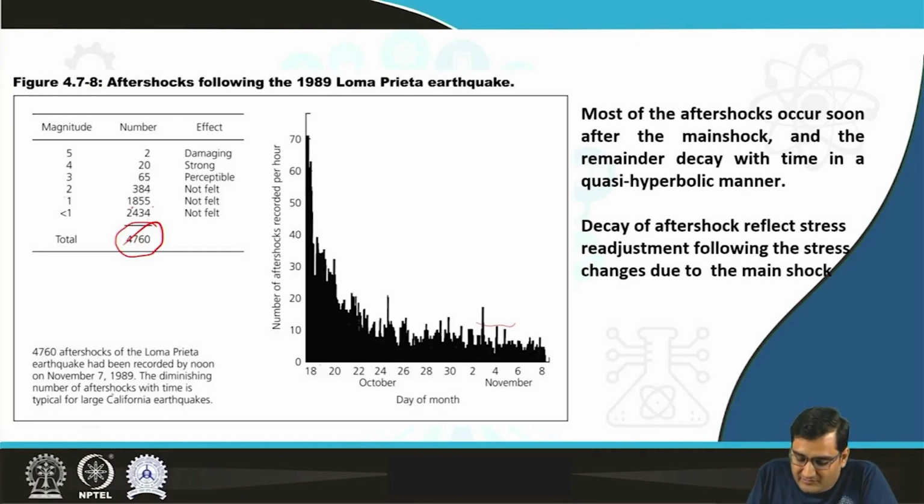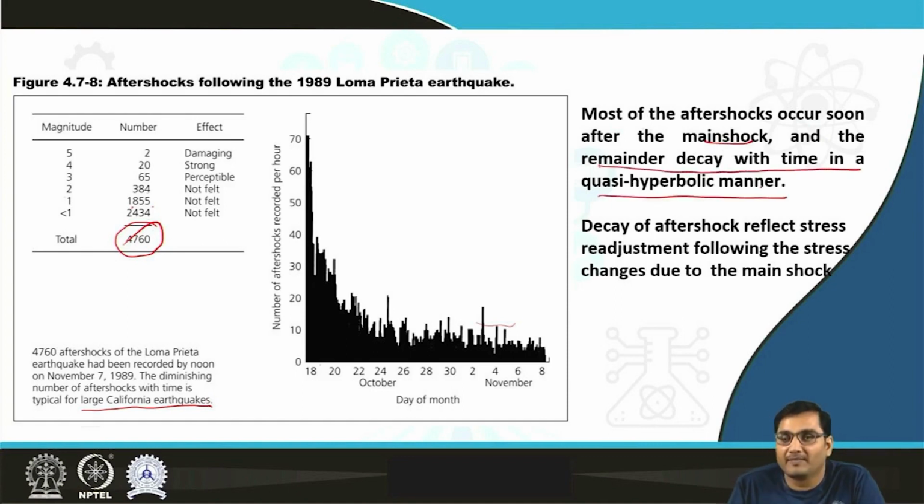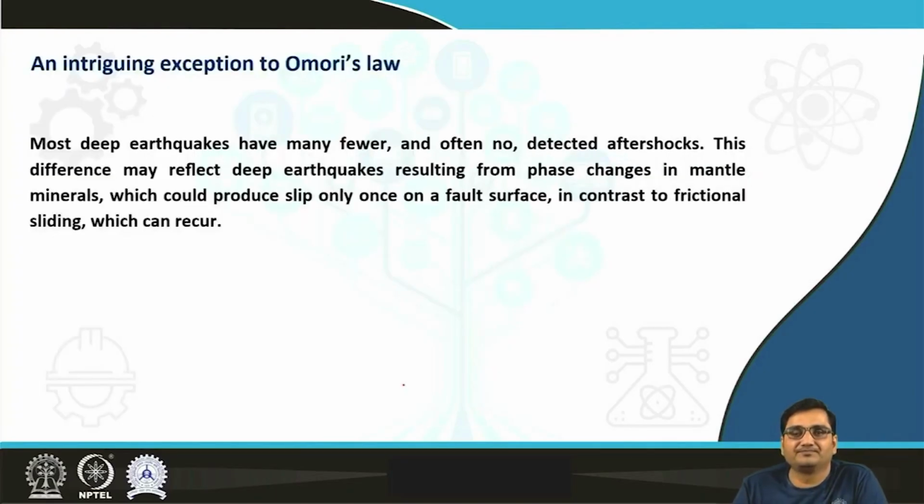The diminishing number of aftershocks with time is typical for large California earthquakes. So most of the aftershocks occur soon after the main shock, and the remainder decay with time in a quasi hyperbolic manner. The decay of aftershocks reflects stress readjustment following the stress changes due to the main shock.